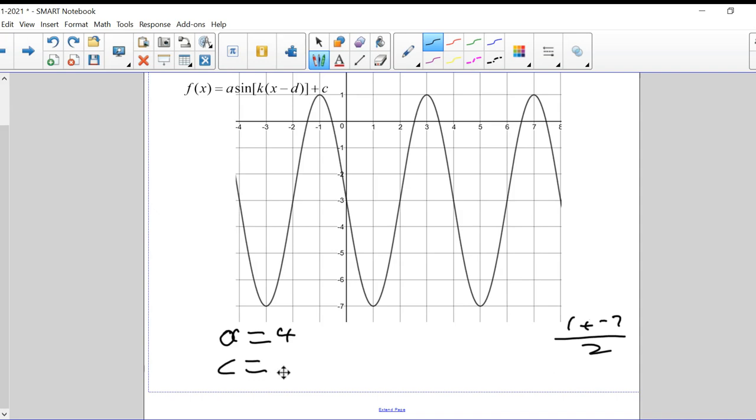-6 divided by 2 is -3. So yes, the C value is in fact -3. No argument here.